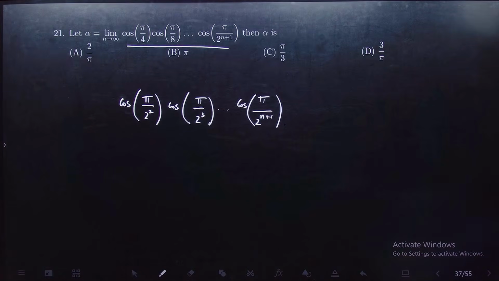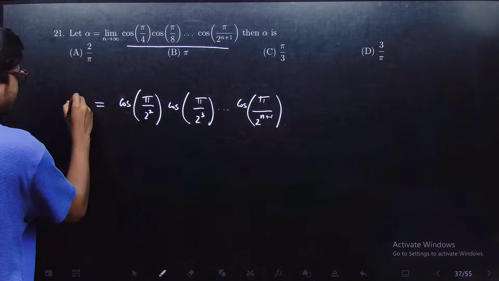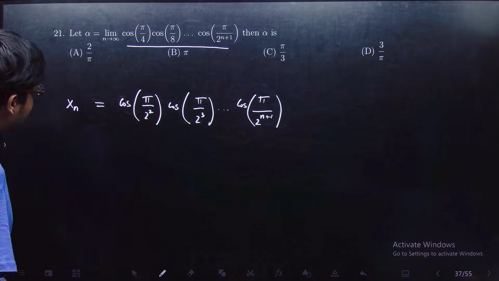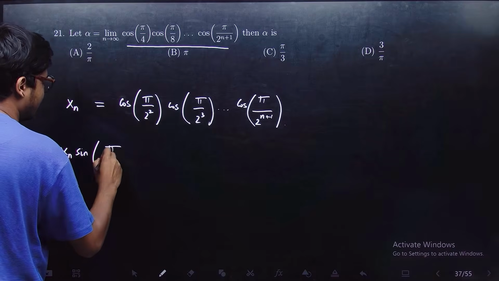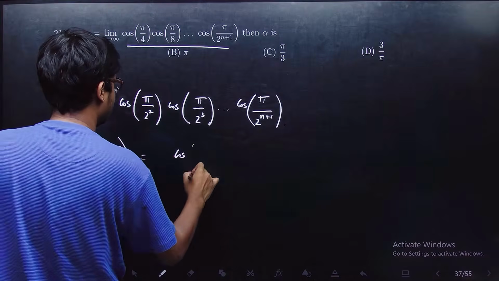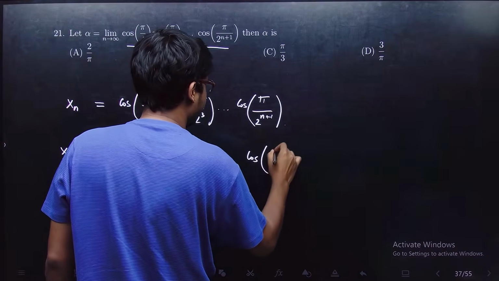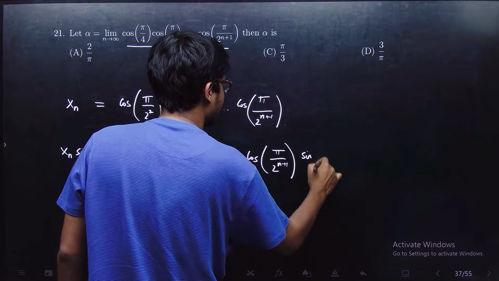Now observe that we have cos terms. If I somehow get an extra sine term, I'll be done. So let's write this as some expression, let's go with xn. So you can see that xn times sine of pi by 2 to the power n plus 1 is going to be nothing but cos of pi by 2 square all the way till cos of pi by 2 to the power n plus 1, times sine of pi by 2 to the power n plus 1.